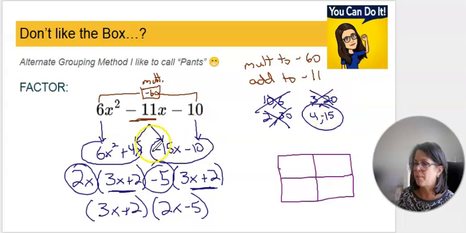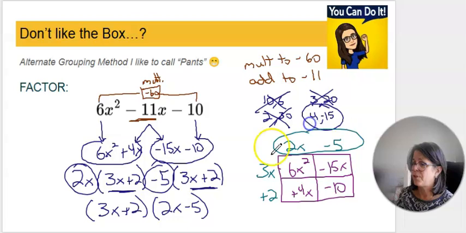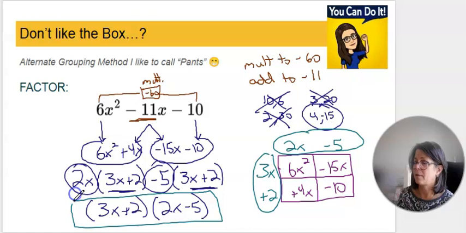You use the magic numbers to split the middle. First term, first box. Last term, last box. Your split was positive 4x and negative 15x. And you do your factoring, your GCF, and it comes out exactly the same. We have a 3x and a positive 2. We have a 2x and a negative 5. And you can see that my factors come out the same way.